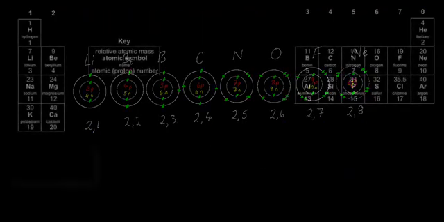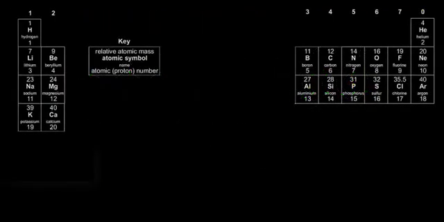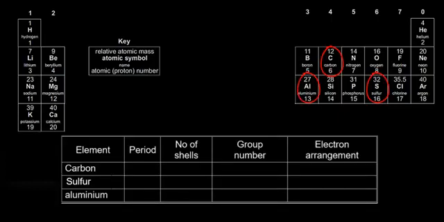Here's the first 18 elements, and let's try a problem looking at this shortened periodic table. Can you find the electron configuration of carbon, sulfur and aluminium using the 3 rules and the atomic number of each of these elements? We can do this together and fill in the table while looking at the periodic table. Carbon, period 2, then 2 electron shells. Carbon, group 4. Write 4 under group number. It has 4 outer electrons. Its electron arrangement is 2,4. I hope that makes sense.